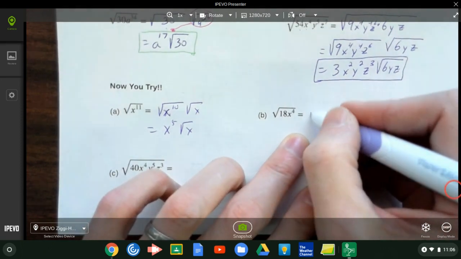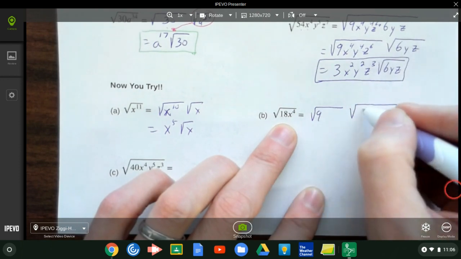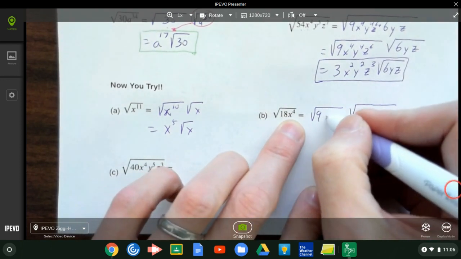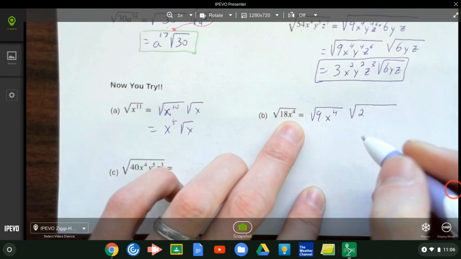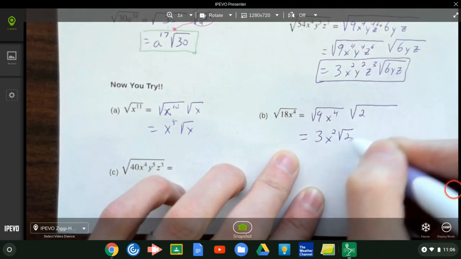18. All right, 18. Wait a minute. I'm going to break that up as two things. 9 times 2 is 18. X to the fourth is a perfect square. So that is going to break down to 3x squared square root of 2.